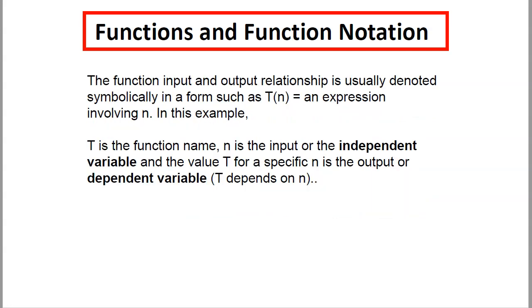The function input and output relationship is usually denoted symbolically in a form such as t of n equals an expression involving n. Notice that we say "of n" for those parentheses. In this example, t is the function name, n is the input or the independent variable, and the value t for a specific n is the output or the dependent variable, since t depends on n.